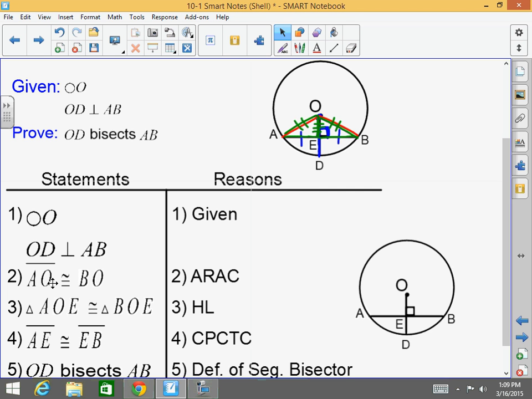So the reason I'm proving this to you guys is so you can understand what is going on. But the fact of the matter here is, if I have a radius that is perpendicular to the chord, it goes ahead and bisects that chord. That's the bottom line here.